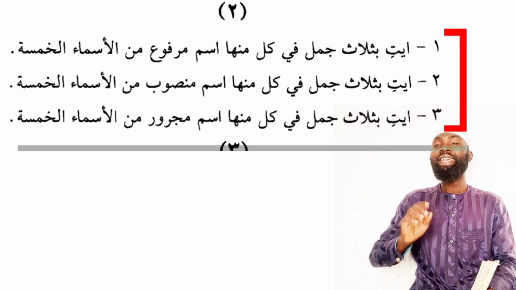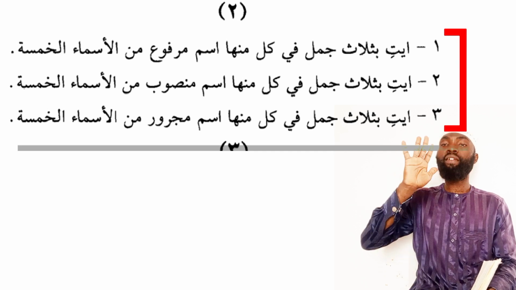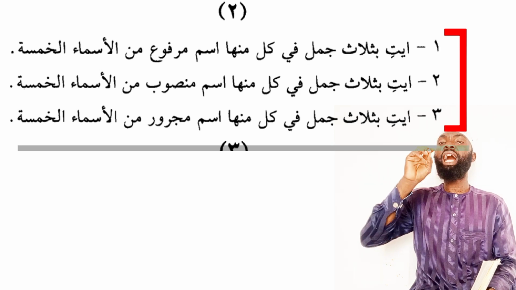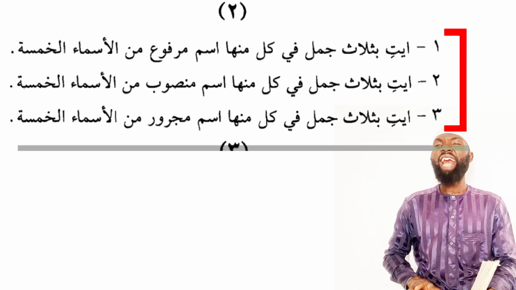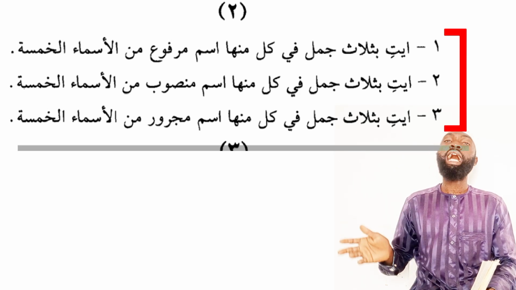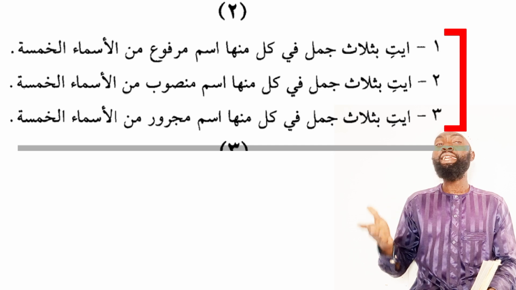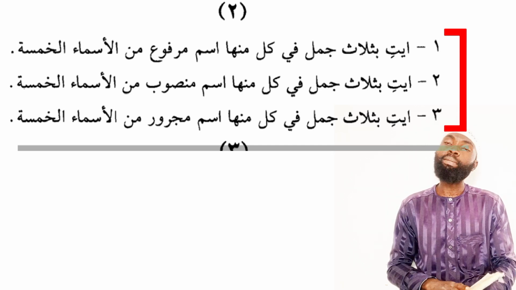Number 3 we have iti bi thalathi jumalin fi kullin minha ismun majrurun min al-asma'il khamsa. You are to bring 3 sentences. Each of them should have a noun in the genitive case from among the 5 nouns. I can say raditu an akhi Aliyin. I'm pleased with Ali's brother, akhi. MashaAllah. Tamrin ath-thalith.